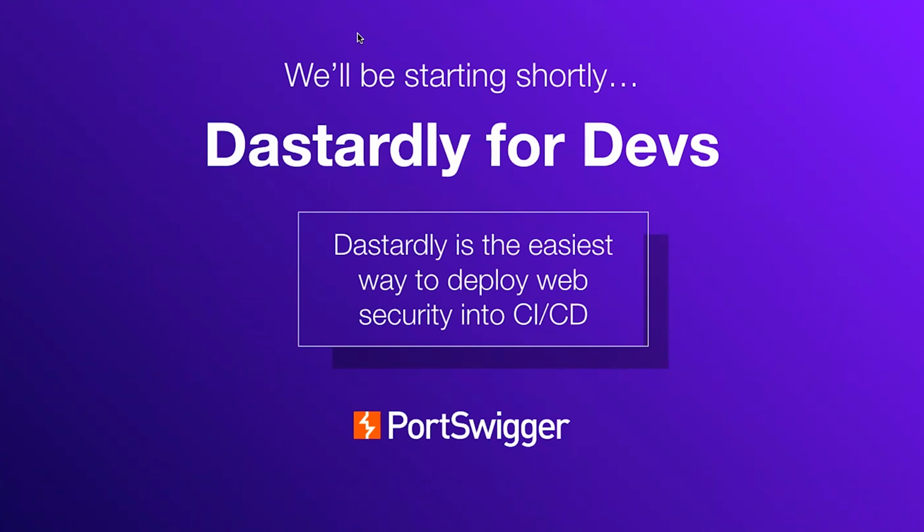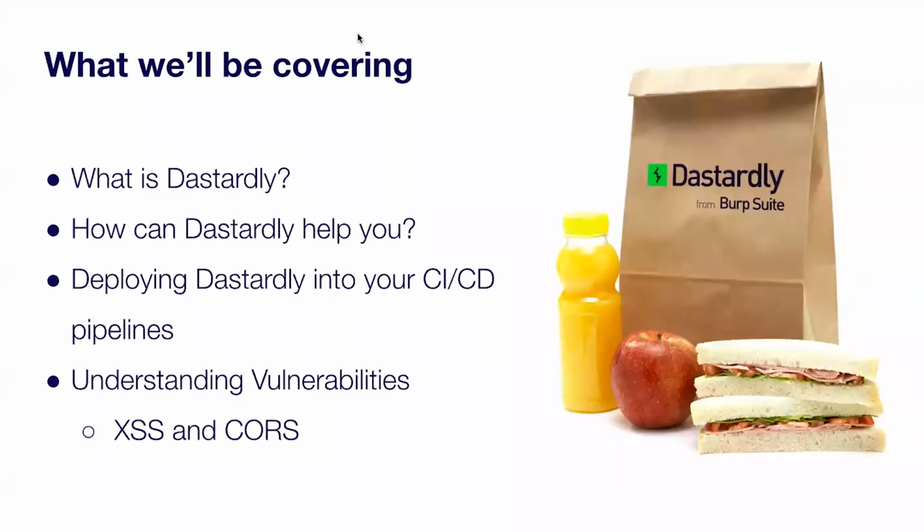What we're going to cover today is talk through what Dastardly is and how it can help you as a developer. We'll talk you through how to deploy Dastardly into your CI/CD pipelines, and Mark's going to give us a demo of doing that with GitHub Actions. And we'll talk through a couple of the security issues that Dastardly can find out of the 7 key security issues that it is possible for it to find.